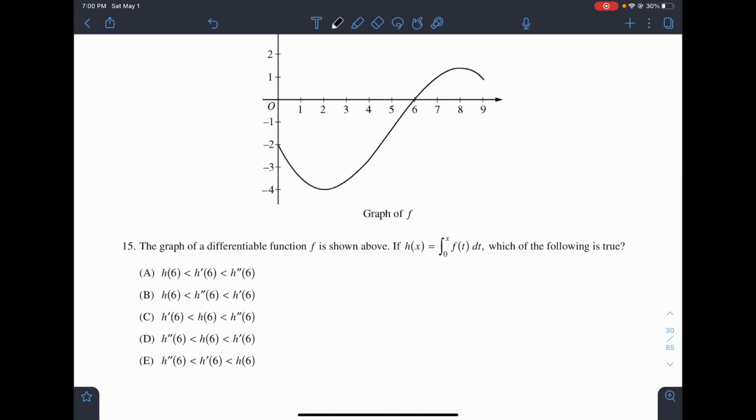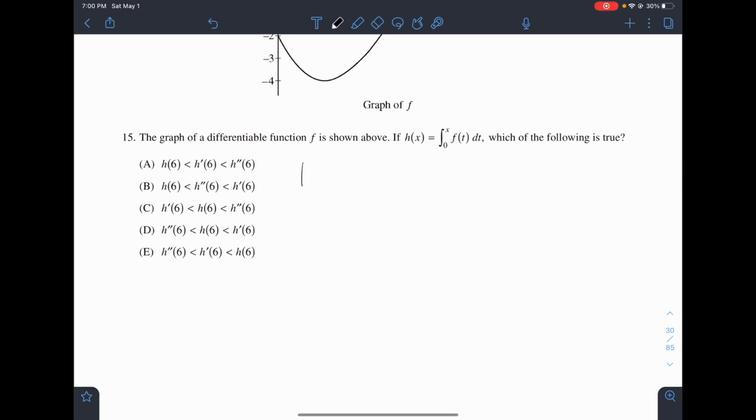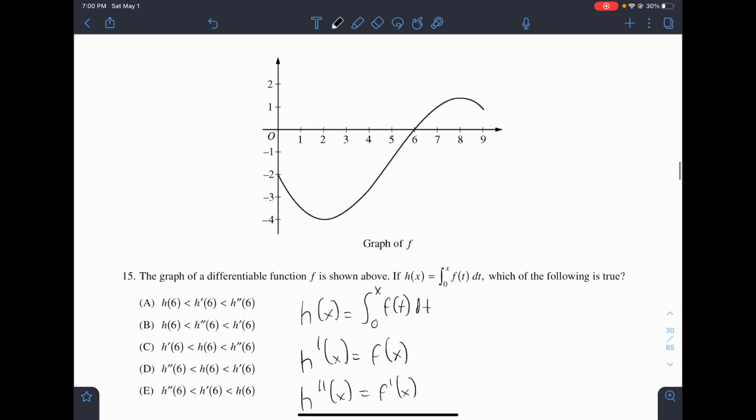For number 15, we have to analyze this graph. So h of x, let's first define all of these functions. h of x equals the integral from 0 to x of f of t dt. Now h prime of x, by the fundamental theorem, will be f of x. And it follows that h double prime of x is f prime of x. So now we have to find all of these values. We don't have to find them, we just have to compare them at x equals 6.